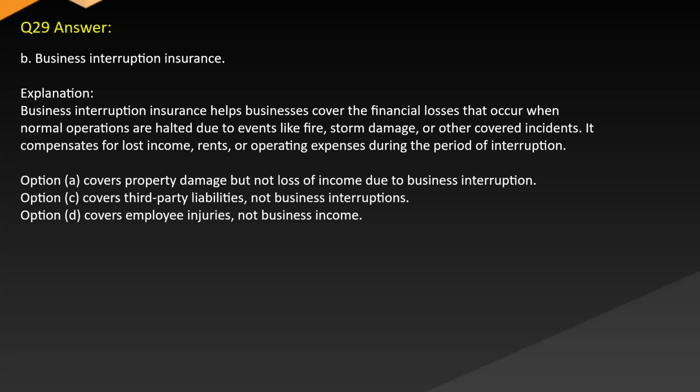Option A covers property damage but not loss of income due to business interruption. Option C covers third-party liabilities, not business interruptions. Option D covers employee injuries, not business income.